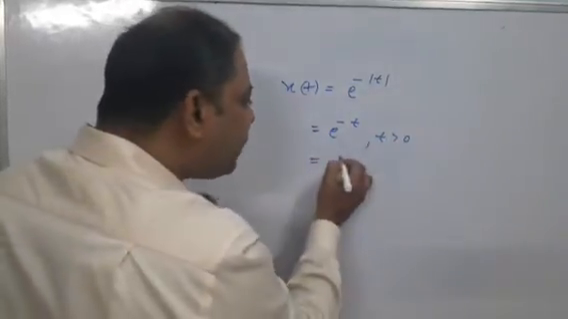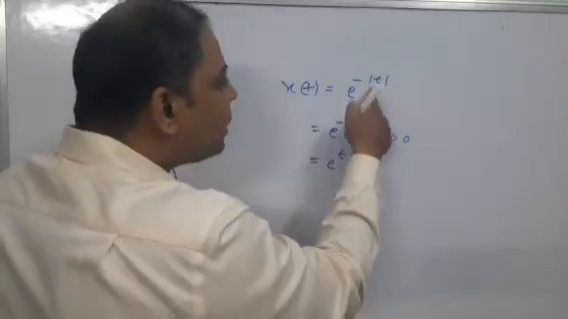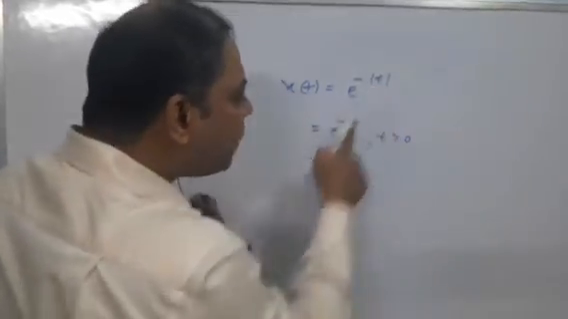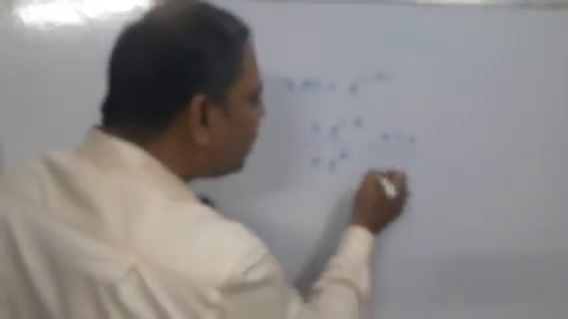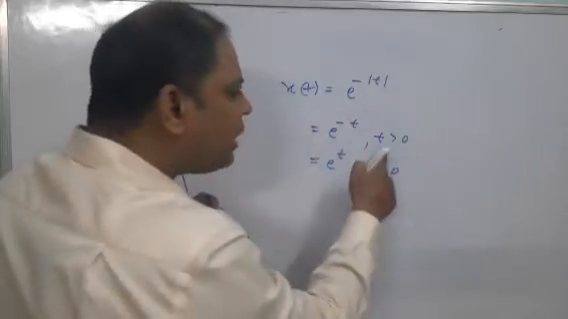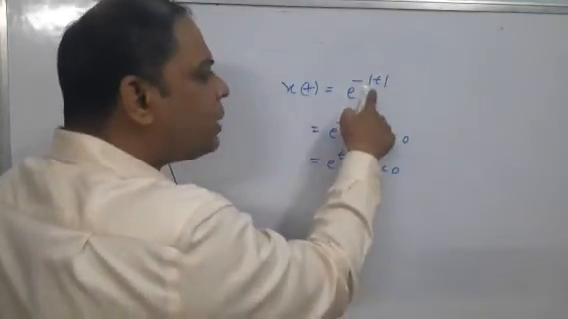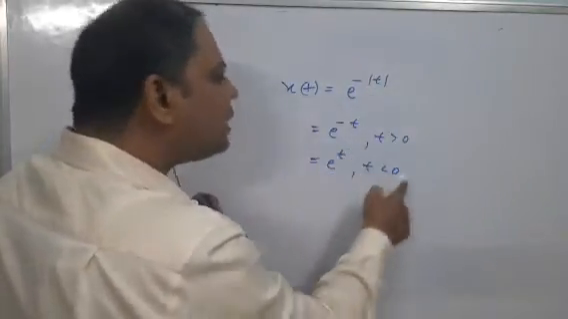Now it is equal to e to the power minus t. Mod t is equal to minus t for t less than 0. Now if you put minus t, minus minus plus, we get e to the power t for t less than 0.